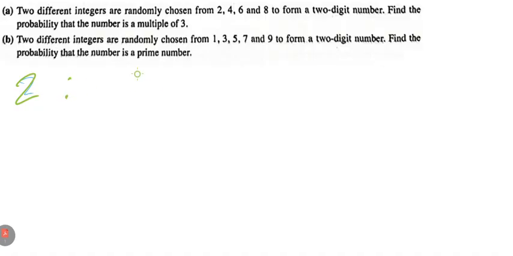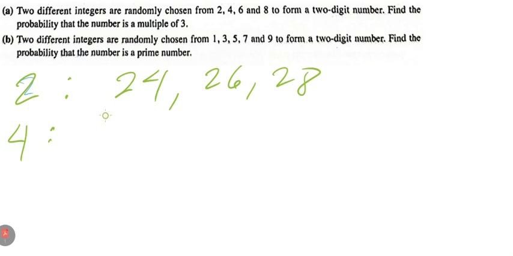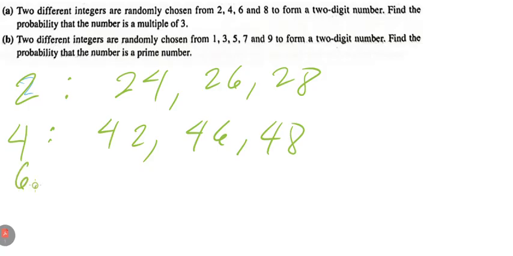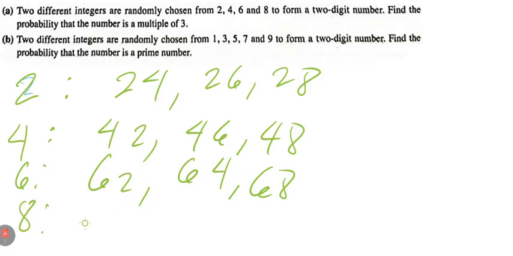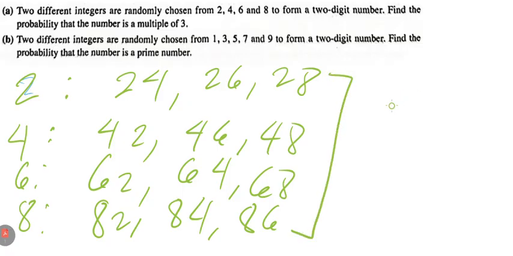Now starting with 2, we have 24, 26, and 28. Next, for the 4, we have 42, 46, and 48. Next, for the 6, we have 62, 64, and 68. Now for the 8, we have 82, 84, and 86.